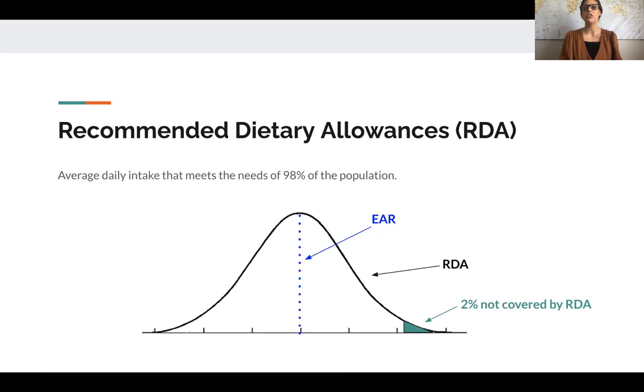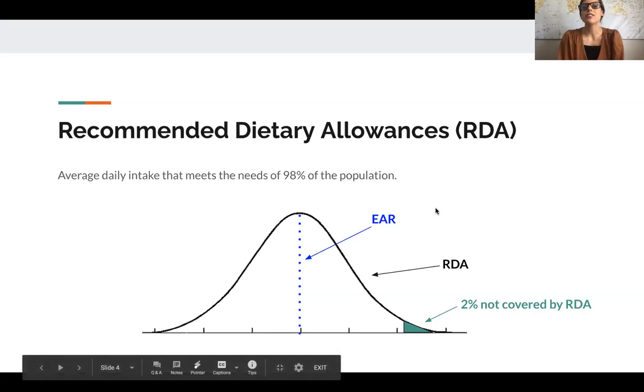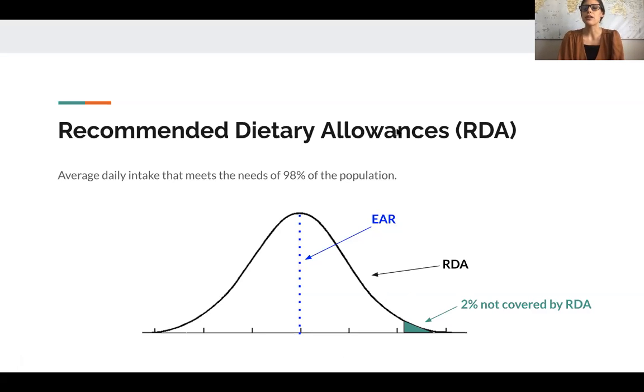meet certain nutrient needs. Now, obviously, there's going to be a small percentage of the population, 2%, that's not covered by this RDA, recommended dietary allowances, but at least we can say that again, the majority of the population will be covered, and that's the value that you will see recommended for these nutrients.